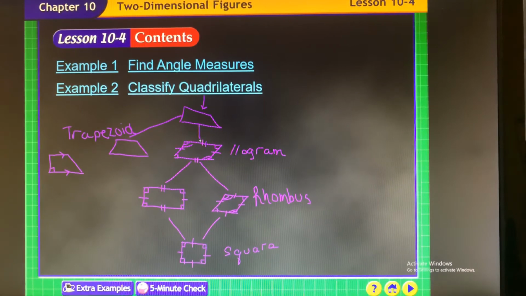If you look at all these, this one has two pairs of opposite sides parallel. This has opposite sides parallel. This has opposite sides parallel, and this also has two pairs of parallel sides. With a trapezoid, the only characteristic that it has is one pair of parallel sides. It's the only thing that a trapezoid has. It doesn't have any other characteristic with it. And if you looked at your textbook, you could see the hierarchy and have a better idea.